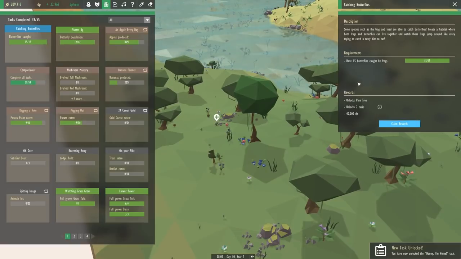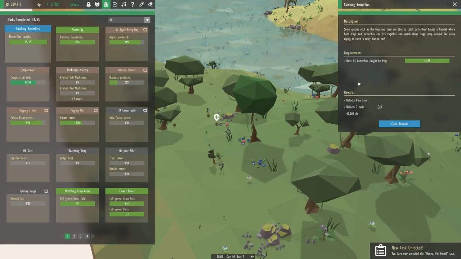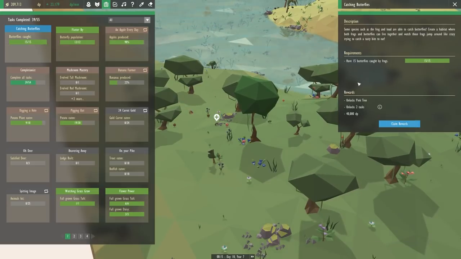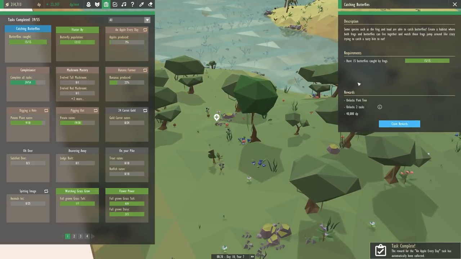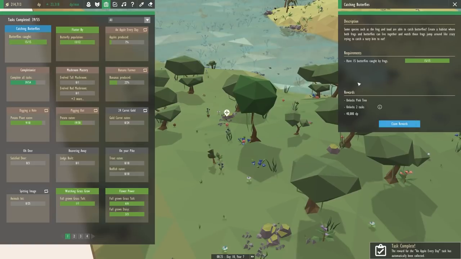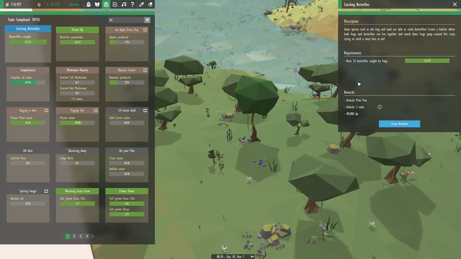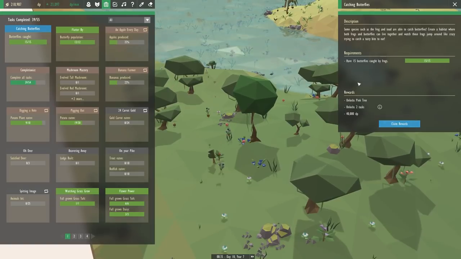And then we also have catching butterflies. Some species, such as the frog and the toad, are able to catch butterflies. Create a habitat where both frogs and butterflies can live together. Somehow I doubt that's in harmony. And watch those frogs jump around like crazy, trying to catch a tasty bite to eat.